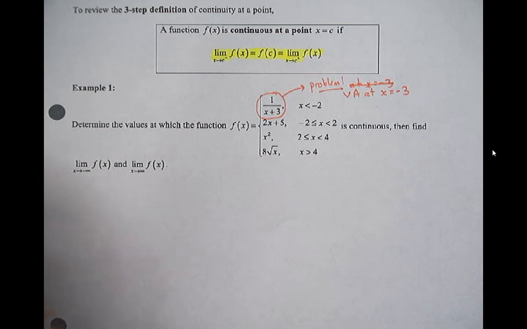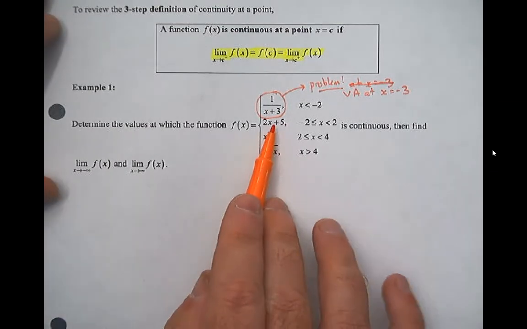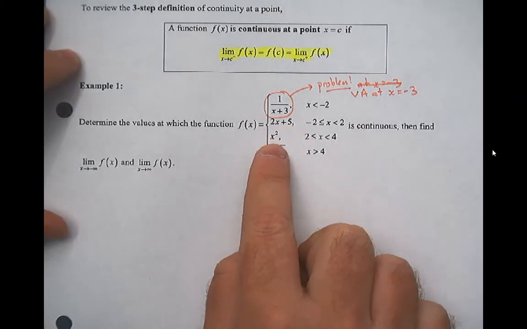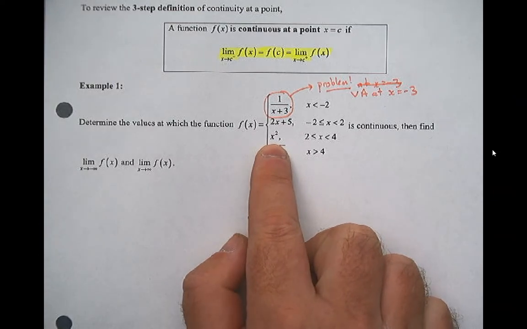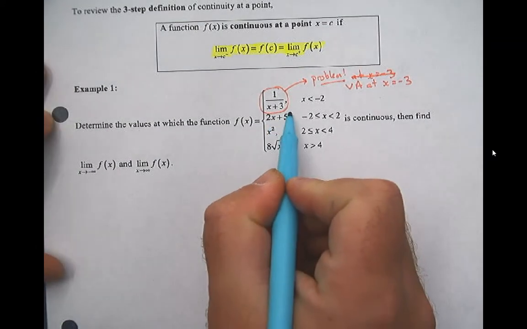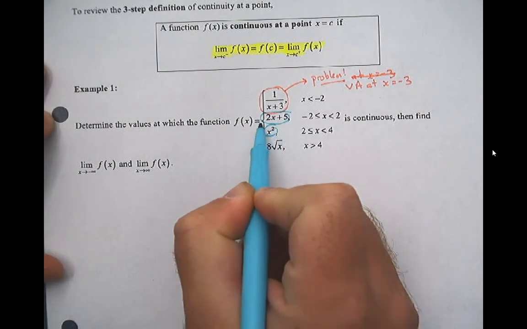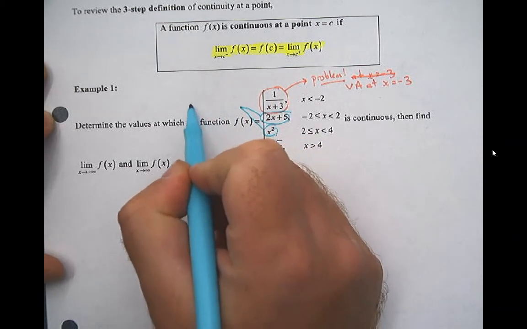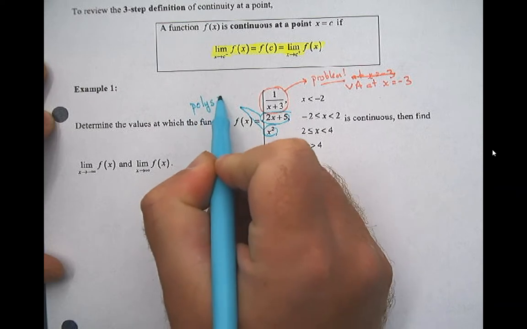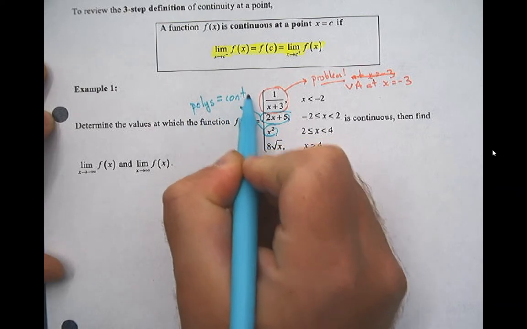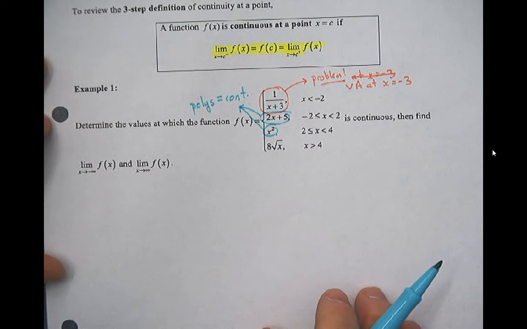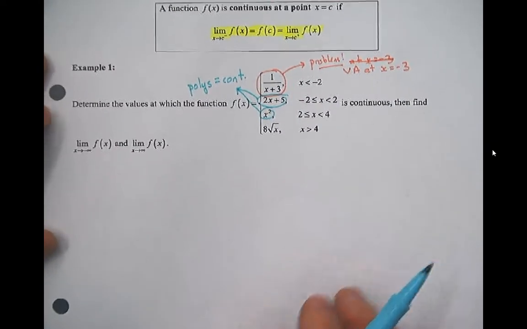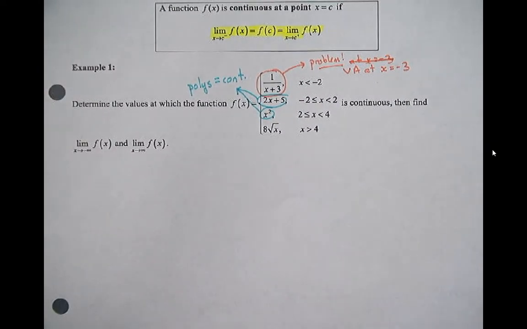Then I want to look at the other functions. So as I look at the other functions, do we have any problems here? No. Do we have any problems here? No. Why? Those are not problems because those are what kind of functions? Polynomials. This and this are polys. And if you're a polynomial, you are automatically continuous everywhere. So if I know that my function is a polynomial, I don't need to prove continuity. I can just say my function is a polynomial, therefore it is continuous.